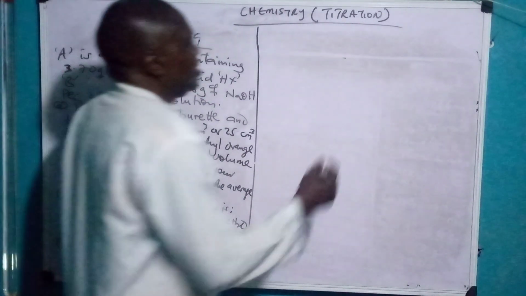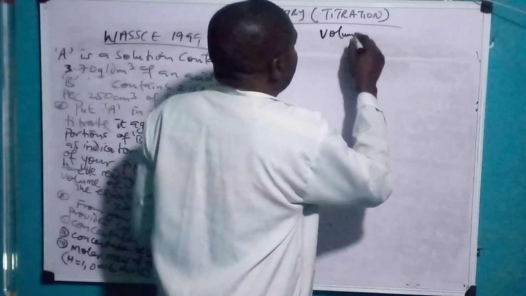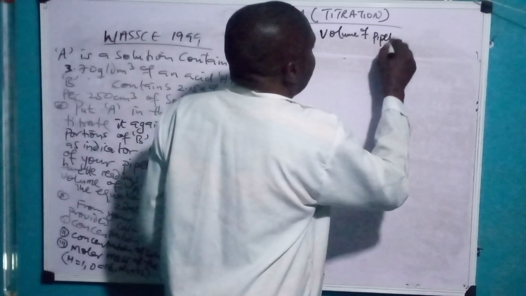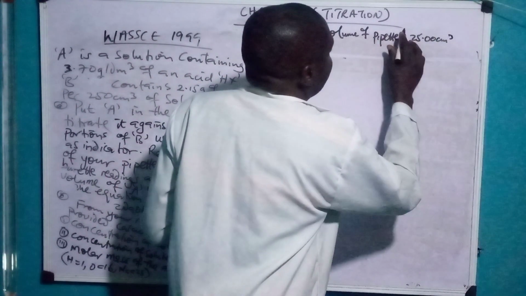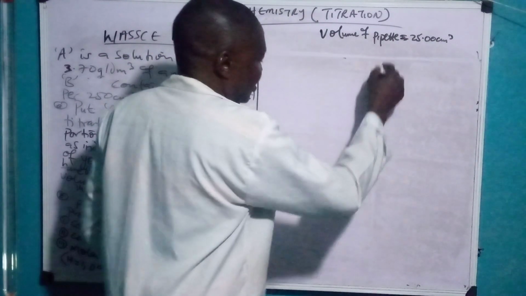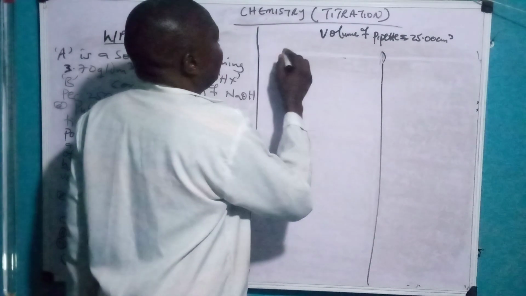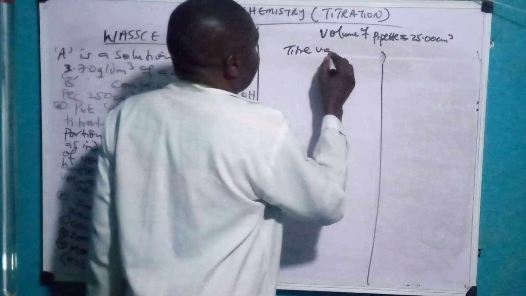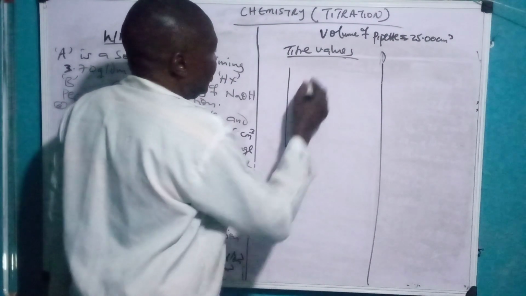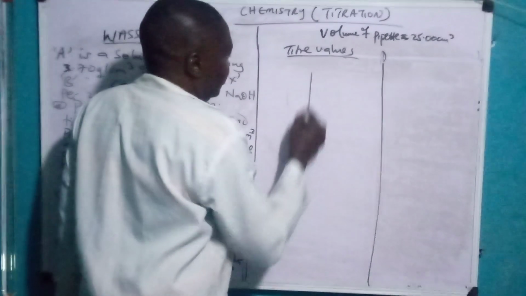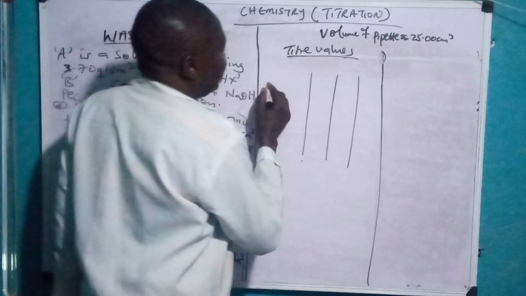So let's start with that. First of all, to carry out this, you say volume of pipette is 25.00 cm cube. That's the one we used in my school. Let's share the table. So you have here titer values or titration table. You have the first one. Always make do with 3.